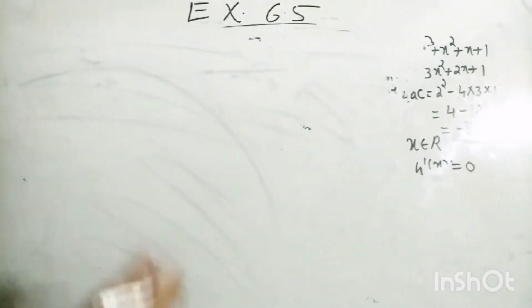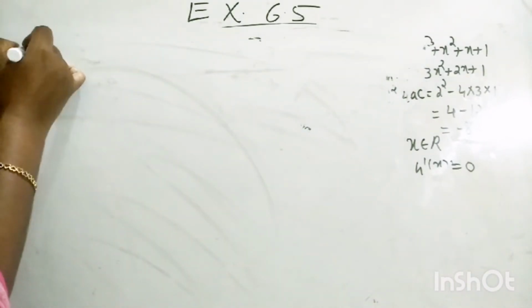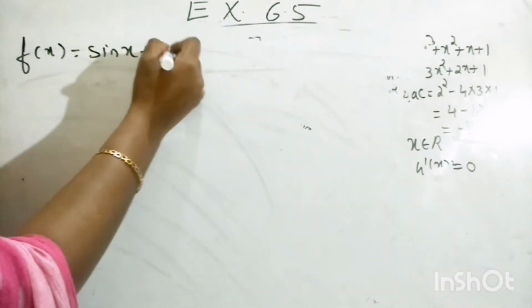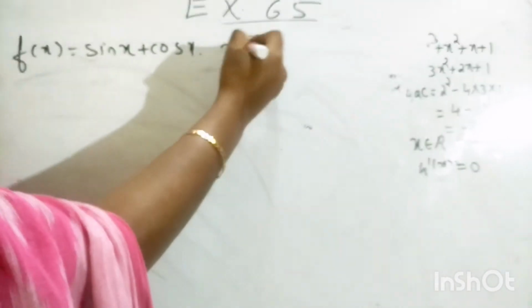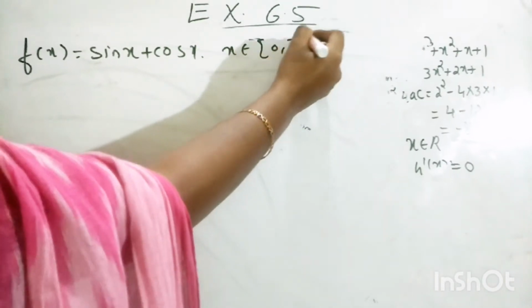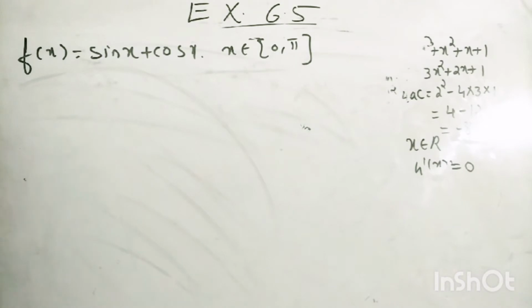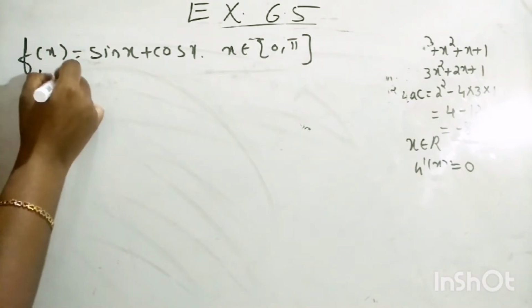Second one is f of x is equal to sin x plus cos x, x belongs to [0, pi]. So we need to find the critical point first.